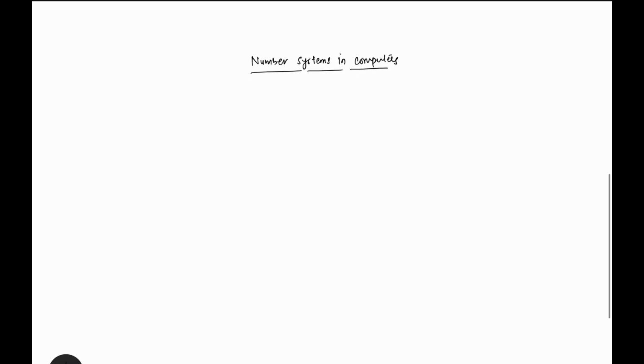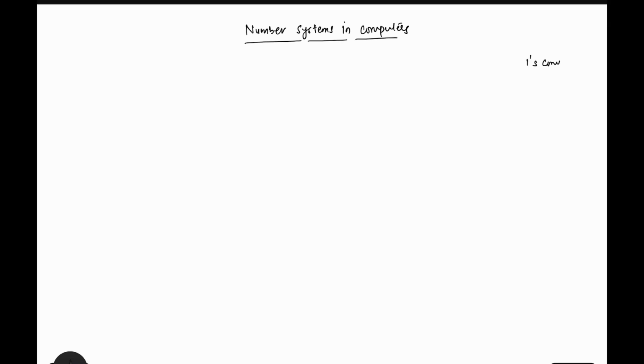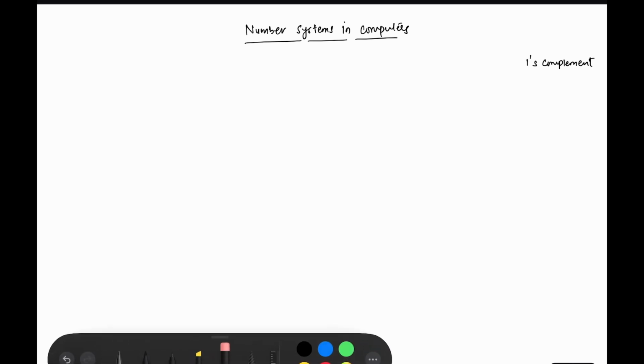So in this video we will try to understand the number systems in computers, and this is very important because while I was telling about the ones complement, addition and subtraction of binary numbers, I felt that many of you might not even be aware of what these binary numbers are and what this number system means. In a very simple way, I will try to make you understand the number systems in computers.